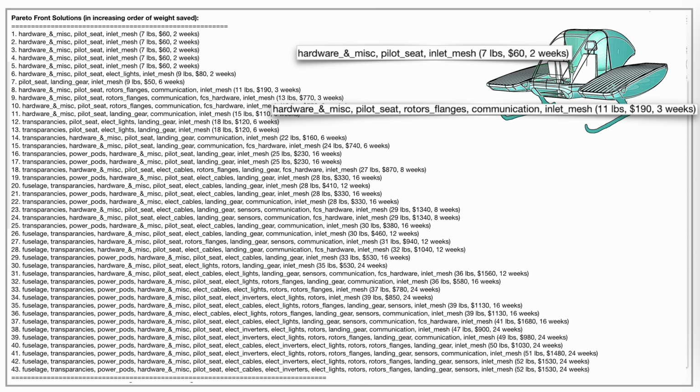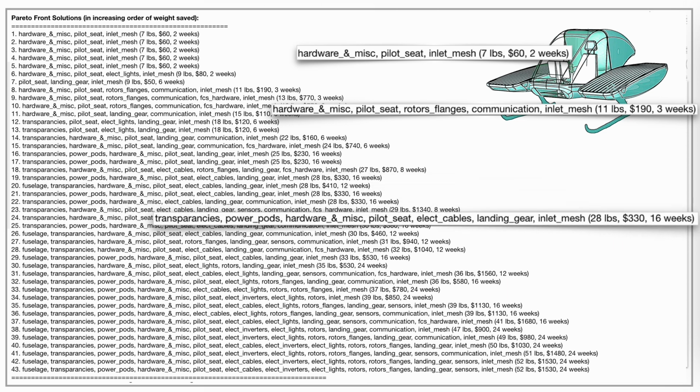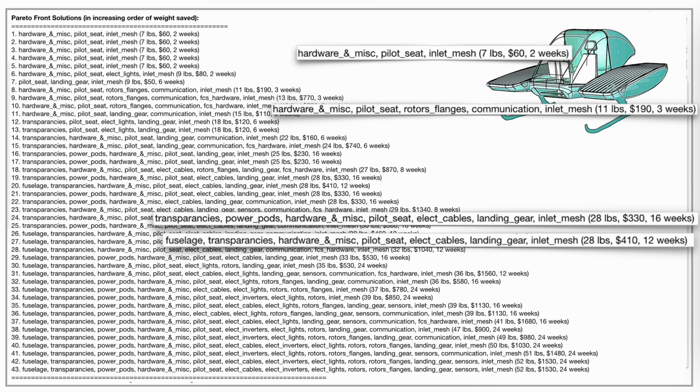Should they choose this option, then in addition to the hardware and miscellaneous, the pilot seat, and the inlet mesh, they will also have to work on the rotor flanges and communication system. At least this is the algorithm's best recommendation, should 11 pounds of weight savings be sufficient. Our 28-pound goal from last time shows up here in 2 alternatives. One takes 16 weeks and costs $330, the other, while also saving 28 pounds, costs a little more, $410, but will require only 12 weeks of work.